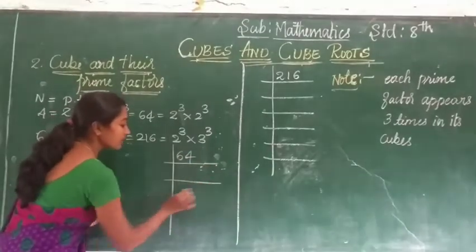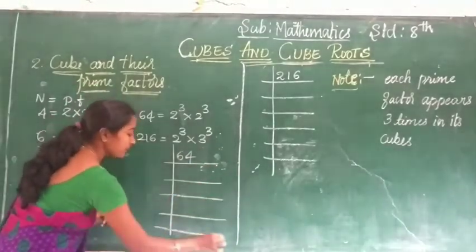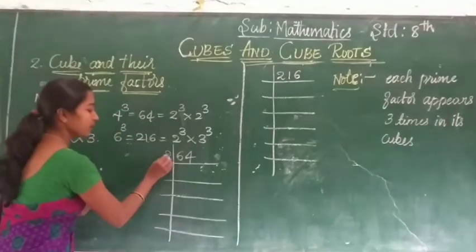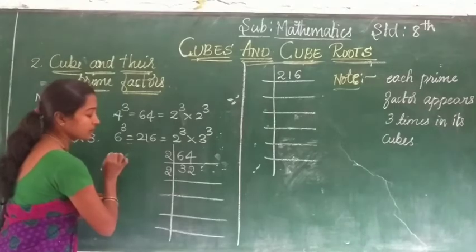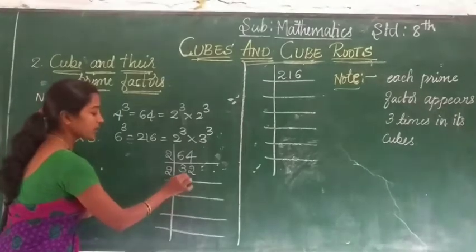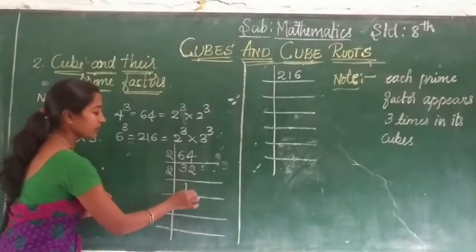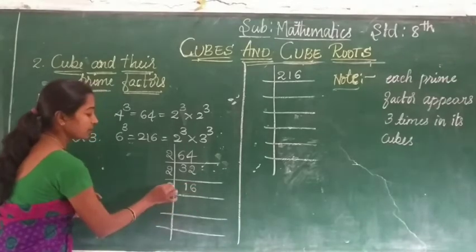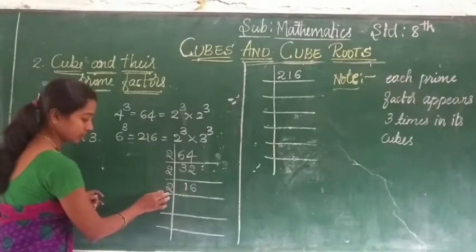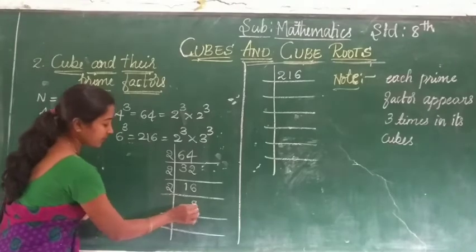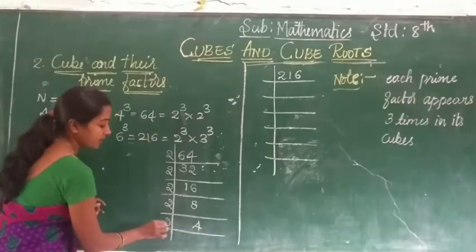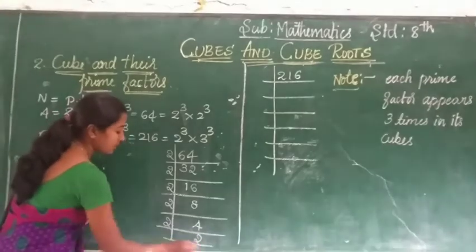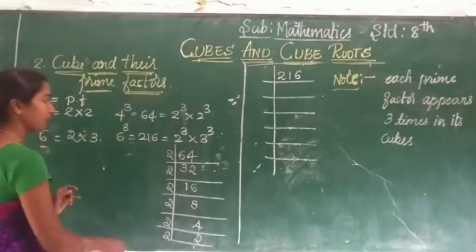Now start with first 2. Divide this number by using 2. 2 3s are 6, 2 2s are 4. Now let us choose 2 again. 2 1s are 2. 2 is remaining, that becomes 12. 2 6s are 12. Now let us choose 2 again. 2 8s are 16. 2 4s are 8. Now 2 2s are 4, lastly 2 1s are 2.